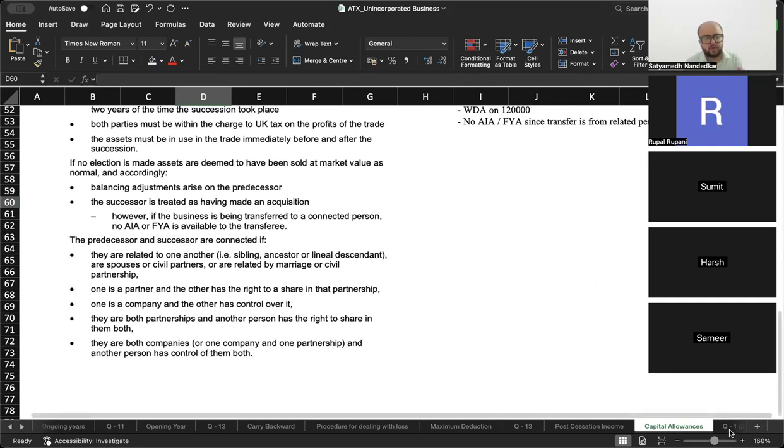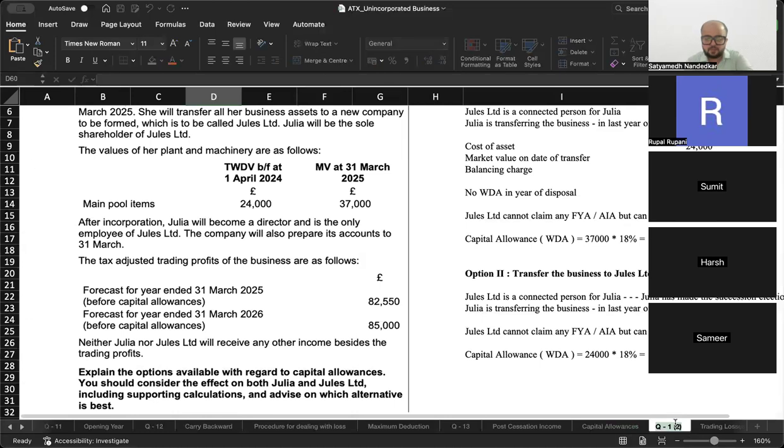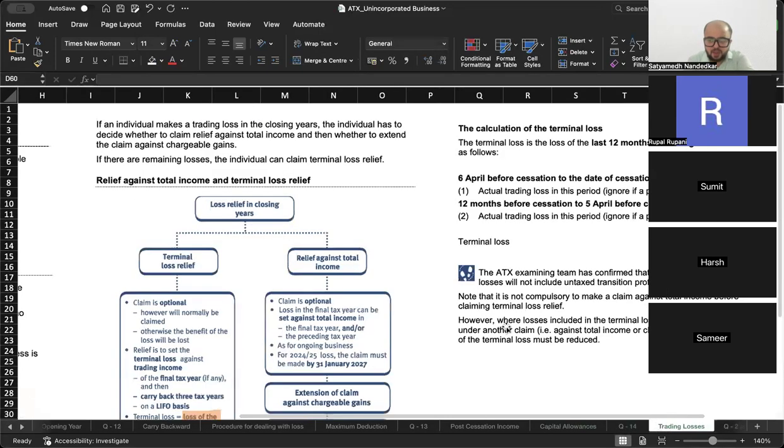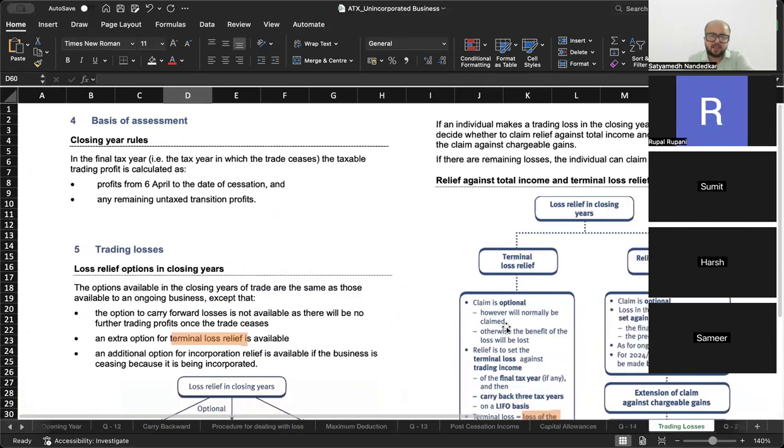यहाँ पे we are only talking about sole proprietors or sole traders. ठीक है. Now, if there are trading losses in the last year, okay, closing year rules. In the final tax year, the taxable trading profit is calculated as profits from 6th of April to date of cessation and any remaining untaxed transition profits. If there are any remaining untaxed transition profits, then they will be taxed in this year.